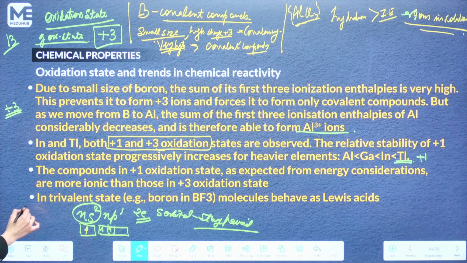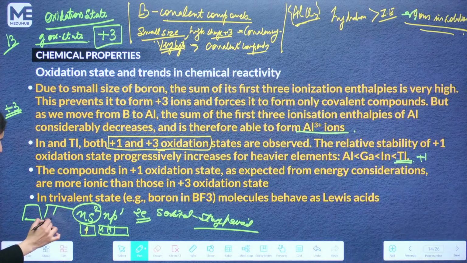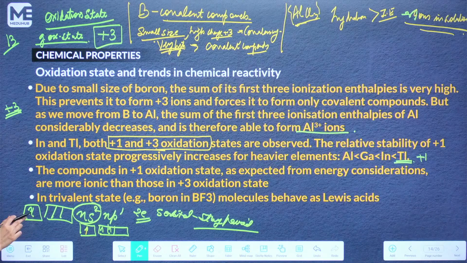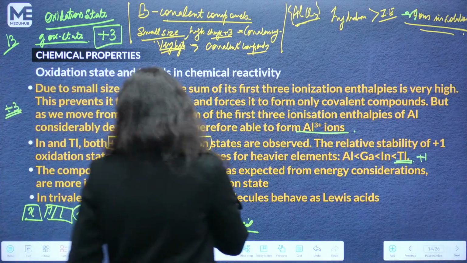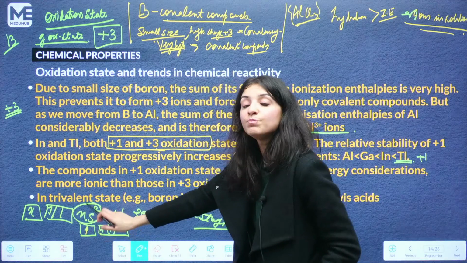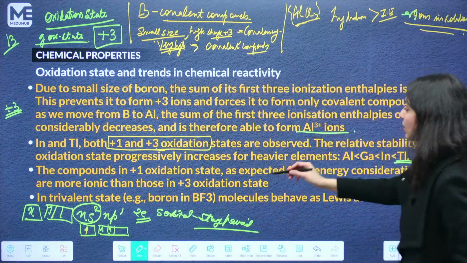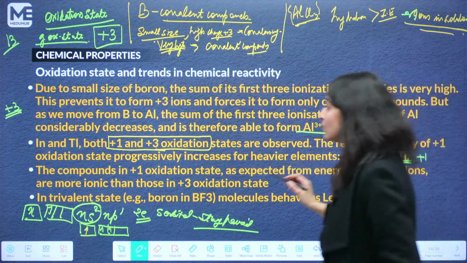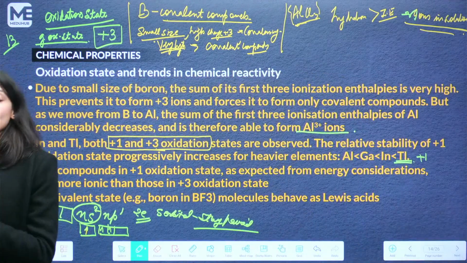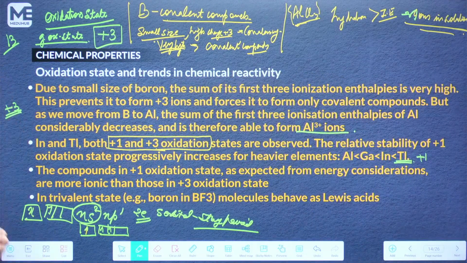When these two stay paired, 2 electrons are staying paired, only 1 electron is available in the p orbital for bonding. That means a +1 oxidation state will happen. So the inability of these s electrons to participate in bonding is called the inert pair effect. Now thallium shows +1 oxidation state and the stability of this oxidation state increases as you move down the group.